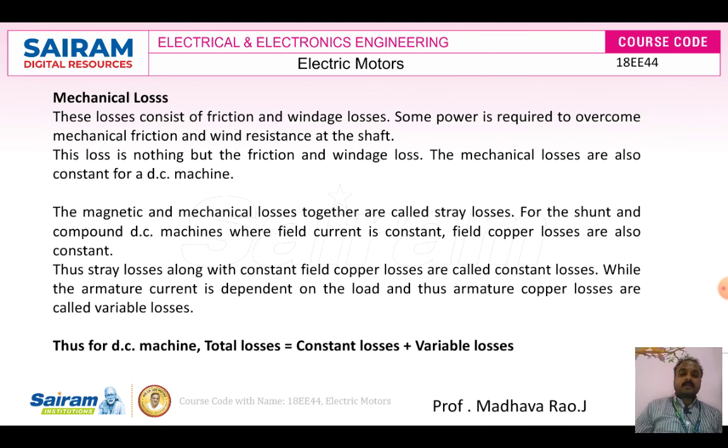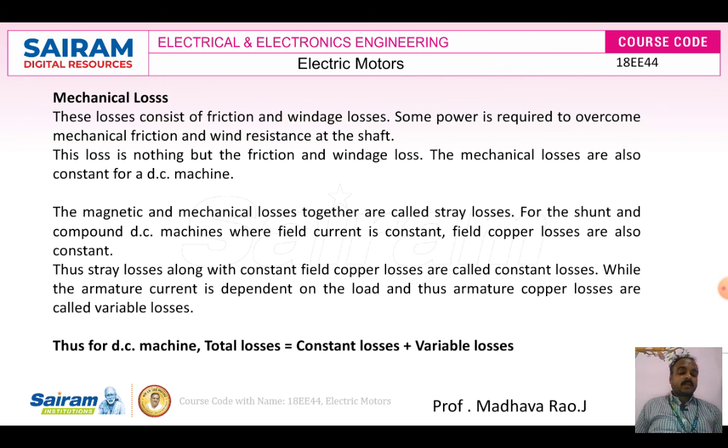For shunt and compound motors, where the field is constant, the field copper losses are also constant. For a shunt DC motor and compound DC motor, the field is constant, so these losses are also called constant losses. Stray losses along with the constant field copper loss are called constant loss, while armature current depends on the load. So armature copper losses are variable.